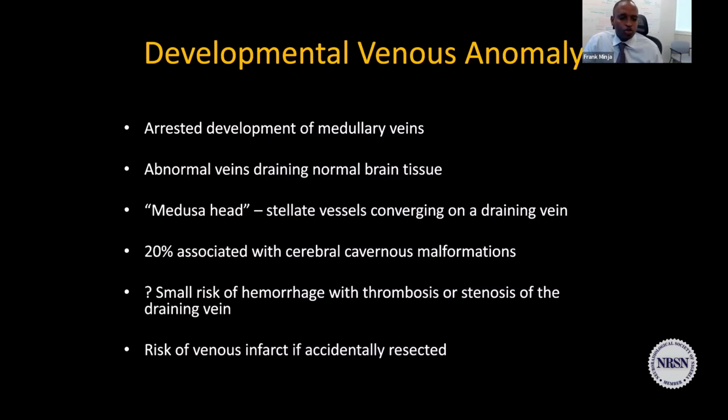It's extremely, extremely common. And the important thing to identify is, when previously they used to resect cerebral cavernous malformations, you had to identify the adjacent developmental venous anomaly because it's draining normal brain tissue. If you resect or occlude that developmental venous anomaly, then you're going to basically cause a venous infarct. So we don't want to accidentally resect a developmental venous anomaly.